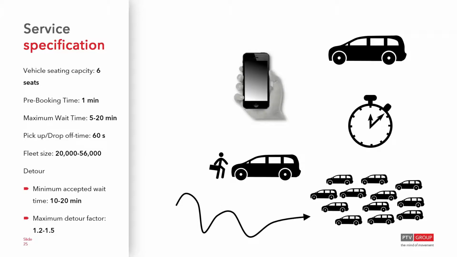Then we have finally the detour. How much of an extension to the shortest ride time will we accept? 10 to 20 minutes longer than a point-to-point journey time, or 1.2 to 1.5. You can make these numbers up. But these are all important factors that help shape the answer.